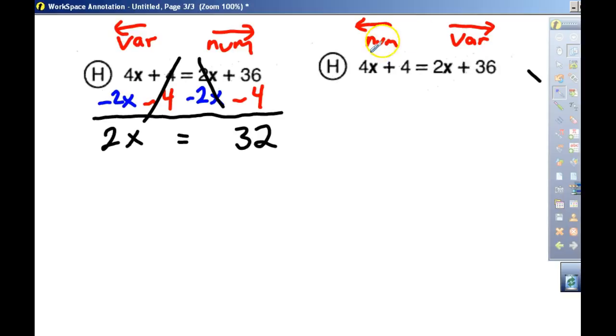So if we want the numbers on the left, this time I want to keep the 4 there. So I want the numbers on the left this time, but I'm going to move the 4x because I said I want that on the other side. And since I want the variables on the right, this plus 36 is a number, I want to move it to the left. So plus 36, so let's look at it.